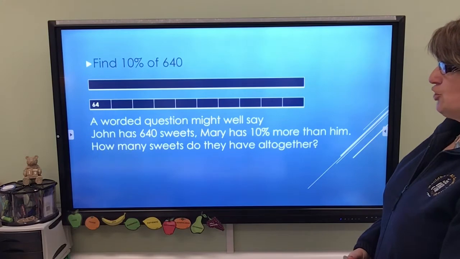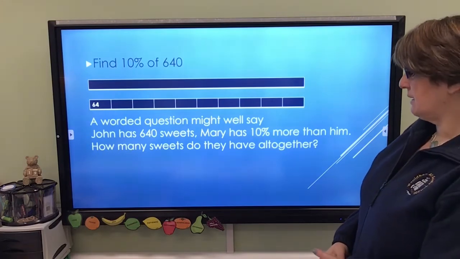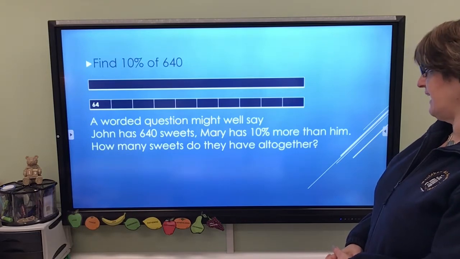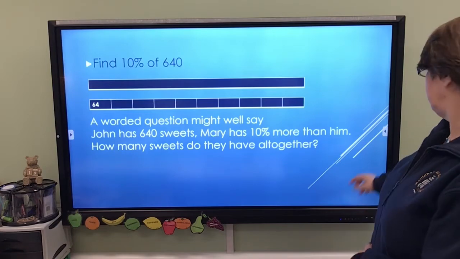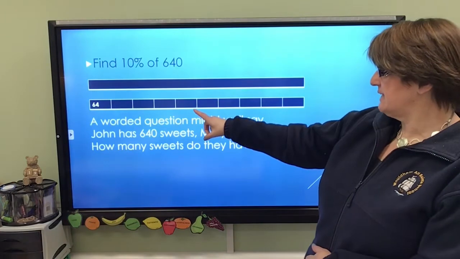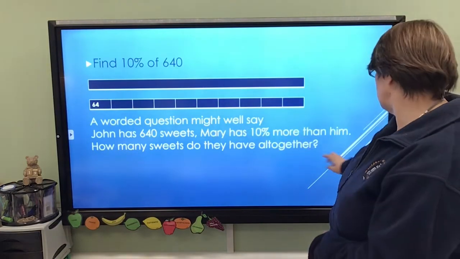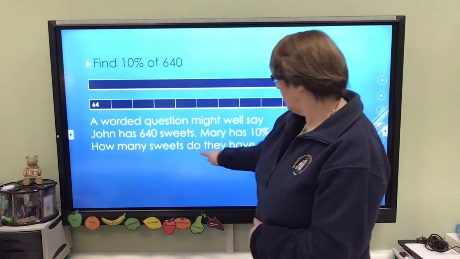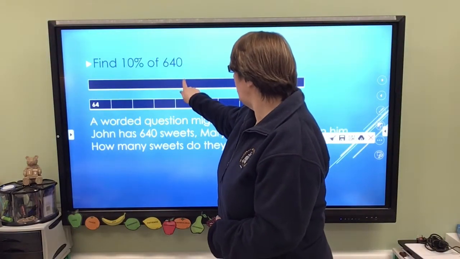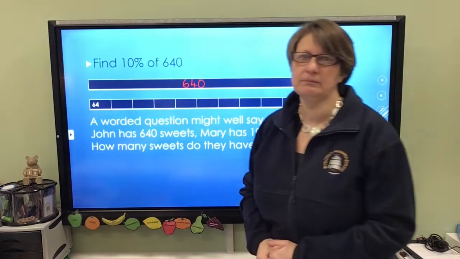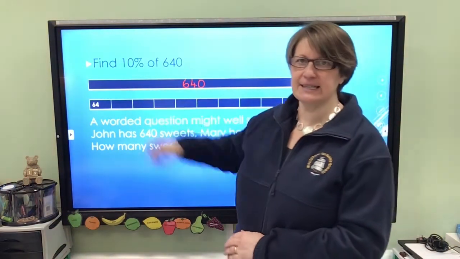It might say, John has 640 sweets. Mary has 10% more than him. How many sweets do they have altogether? So, of course, we need to work with these numbers. We found the 10%. We know what the 100% is. But now we need to work on our answering of the question. So our 100% is 640. Our 10% we can see is 64.